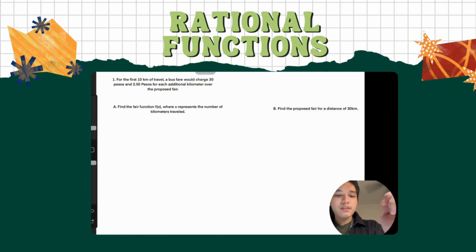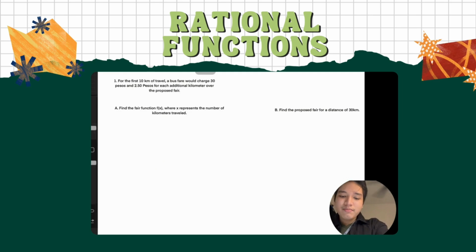For the first question, it says that for the first 10 kilometers of travel, a bus fare would charge 30 pesos, which is expensive, and an additional 2 pesos and 50 cents for each additional kilometer over the proposed fare. And from this question, we have 2 things to answer. A. Find the fare function f(x), where x represents the number of kilometers traveled. And B. Find the fare for a distance of 30 kilometers.